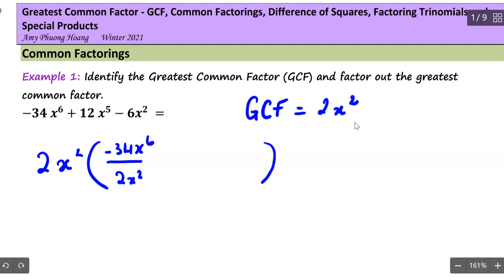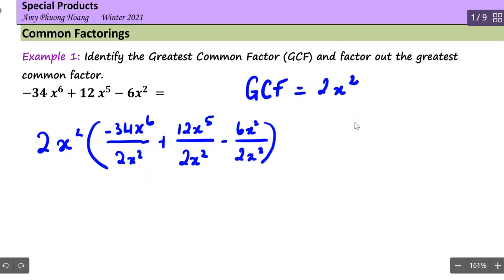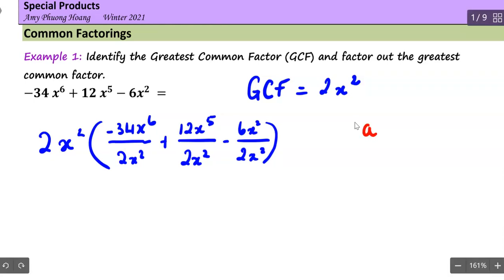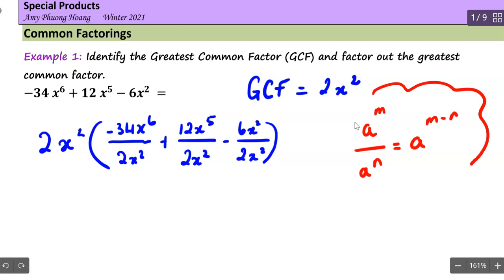I am going to write that as I divide this greatest common factor into each of these terms. And after I finish this, I'm going to review a formula. If you have two powers divided by each other, you keep the base the same and then you subtract the exponents. So there it is.